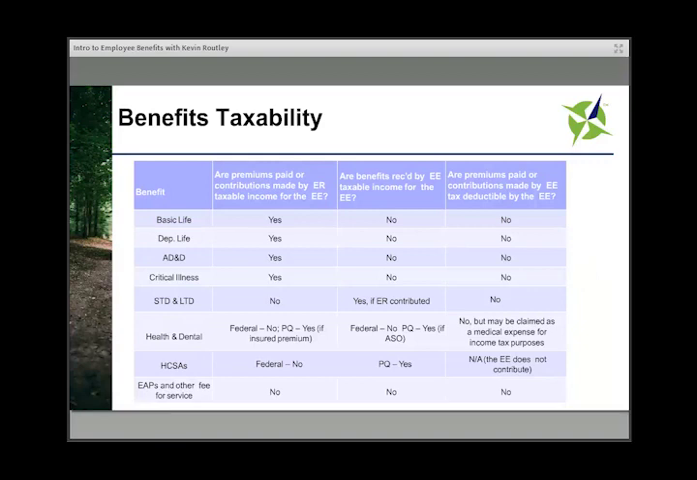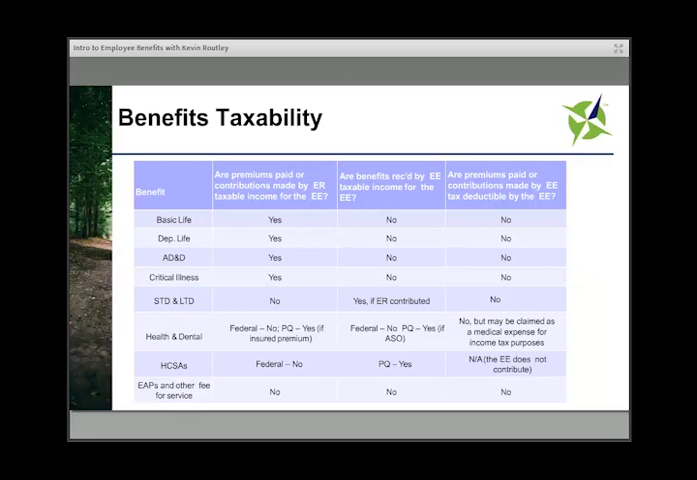Province of Quebec, if the insured health and dental coverage is paid by the employer, it is a taxable benefit to the employees. But you'll see in the next column that if it's an ASO or Administrative Services Self-Insured policy, it's not a taxable benefit to the employee.